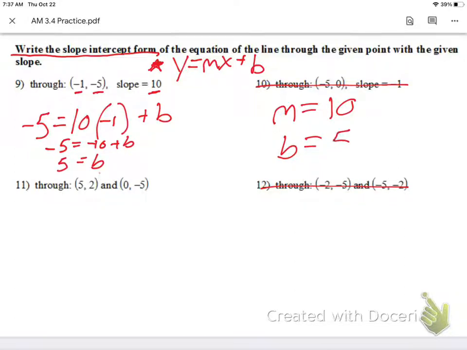Now I have an m and a b, so I can write my very final answer, and that's just going to be plugging these two into this equation. So my final answer is going to be y is equal to 10x plus, not b, 10x plus 5.